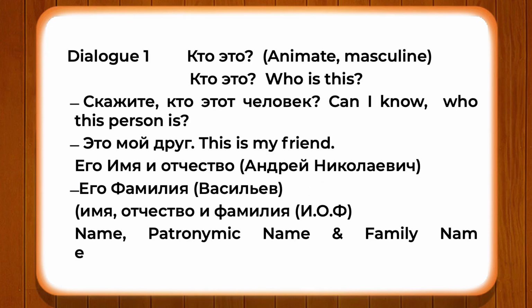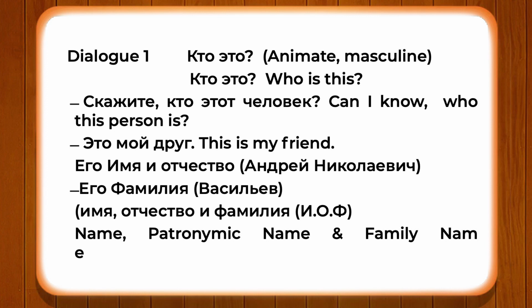Dialogue 1. Кто это? When it is animate and masculine. Кто это? Who is this? Скажите, кто этот человек? Это мой друг. Его имя и отчество Андрей Николаевич. Его фамилия Васильев.